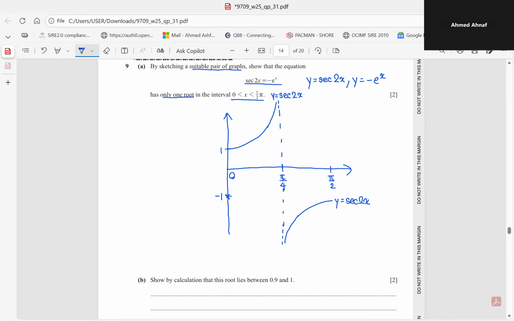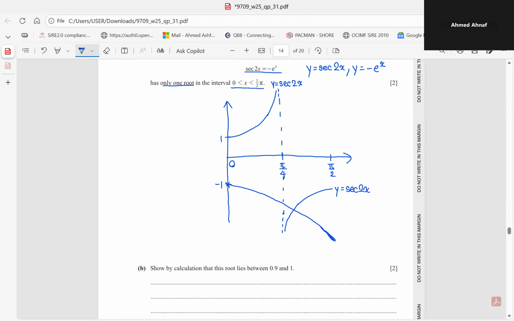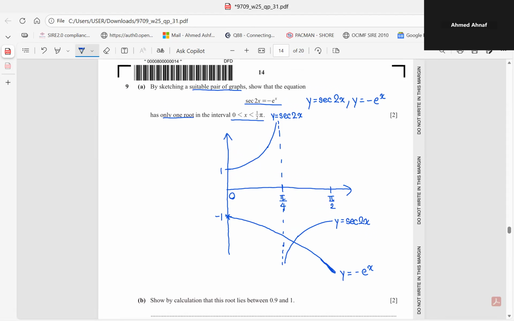So I'm just going to draw, it should be something like this. I know it's a bit out of range, but that's the best I can do. Yeah, so this is y equals negative e to the power of x. And as we can see, there is one point of intersection, which is right here.